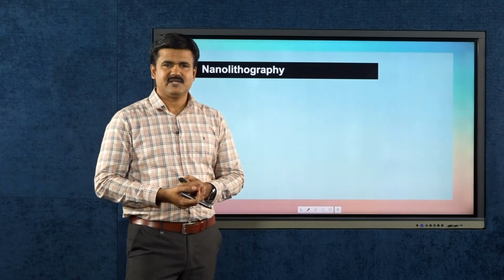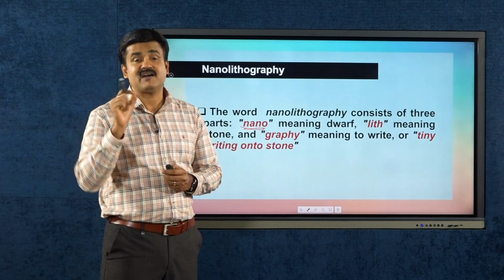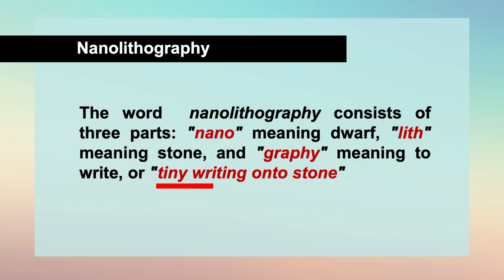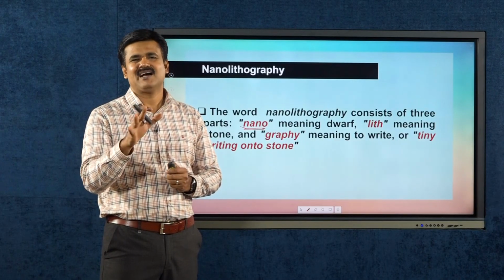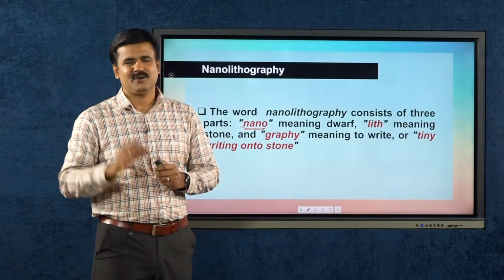Another procedure is nanolithography. The word nanolithography comprises three parts. What are they? Nano, as we know, means dwarf, small particles. Litho means stone. Graphy means writing. So, nanolithography. What is the meaning of that? It represents tiny writing onto stone. That is the elaboration of the name nanolithography.